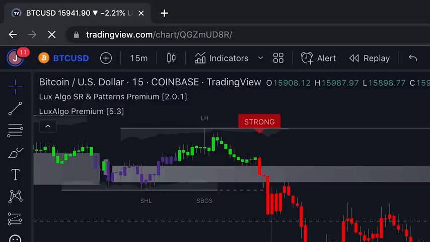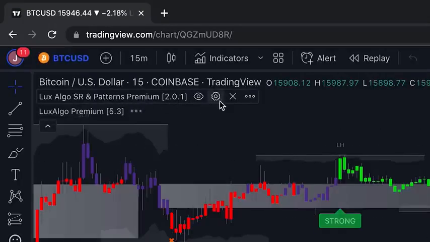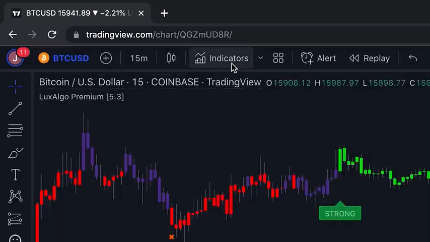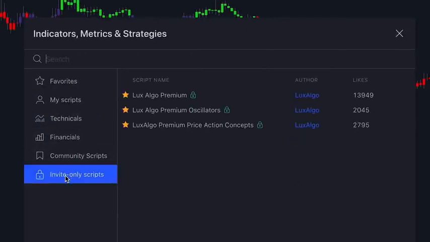So guys, we're super excited for you to get access to this update. And a couple things to mention is that it's just directly replacing the previous SR and patterns premium indicator you already had access to. So if you're a premium user of LuxAlgo, you just need to refresh your browser or TradingView mobile app, remove that indicator from your chart, go to your invite-only scripts, and then add the LuxAlgo Premium price action concepts to get access to it.